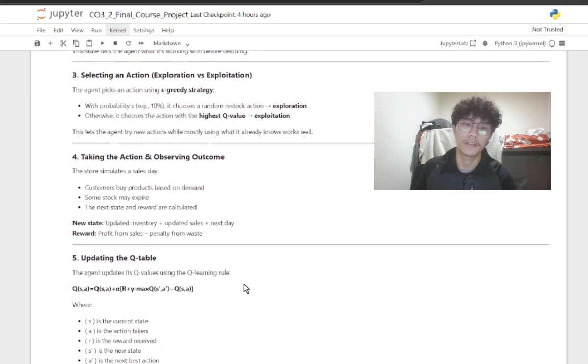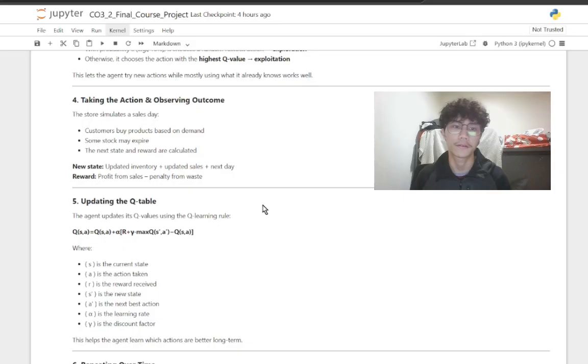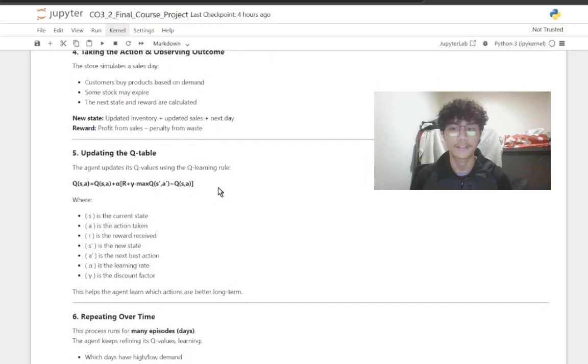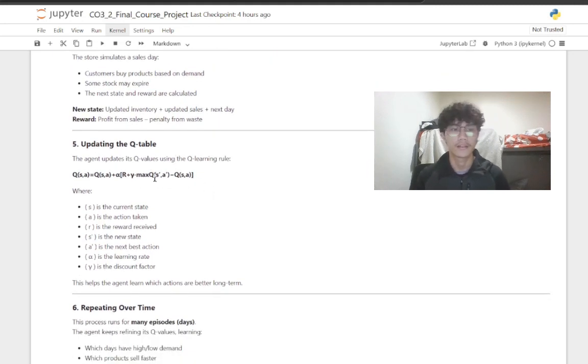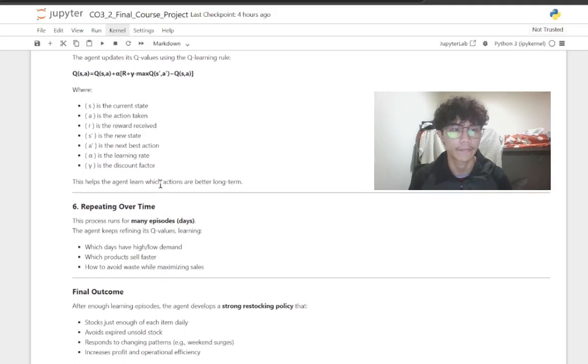The agent uses the reward it just received and the new state to update its Q-table using the Q-learning formula. This update refines its understanding of the long-term value of taking a specific action in a specific state, and it's learning directly from the consequences of its decisions. And then the final step is repeating over time. This entire cycle repeats for thousands of simulated days. With each iteration, the agent's Q-table becomes more and more accurate, and it learns the nuances of demand such as peaks and surges and finds a strategy to stock just enough of each item. Ultimately, this will develop an optimal policy that increases profit and operational efficiency.